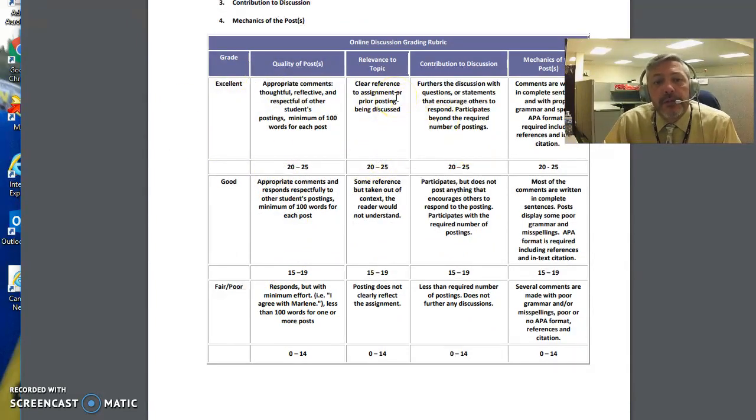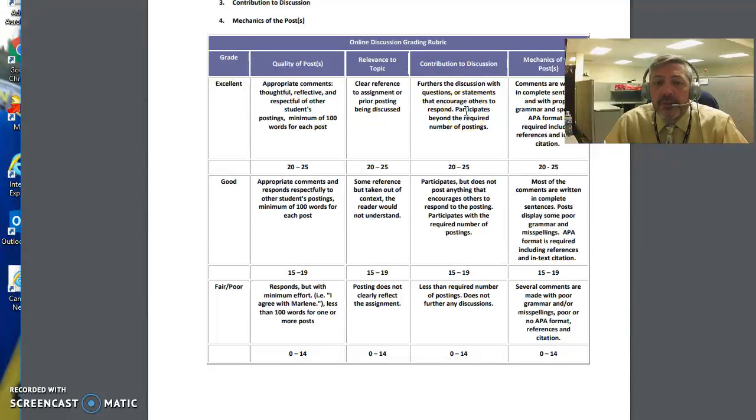Then, were you relevant to the topic? Was there clear reference to the assignment or a prior posting being discussed? Were you on topic, or did you go way off in left field? You made some reference, but it was taken out of context. The reader would not understand. And then posting does not clearly reflect the assignment at all. So make sure you're looking at that.